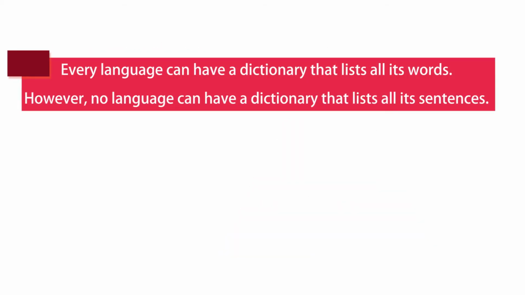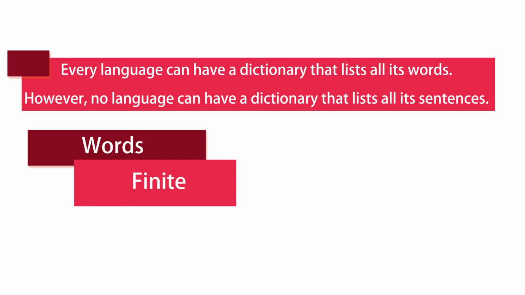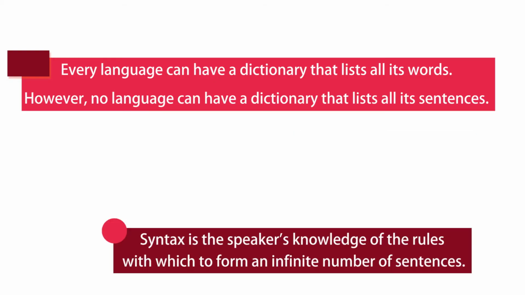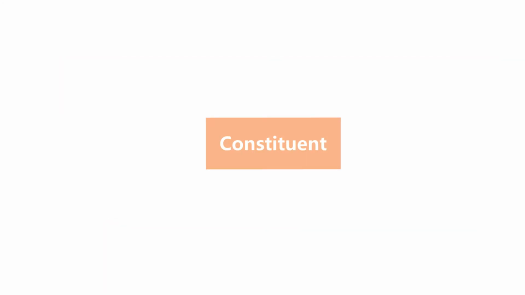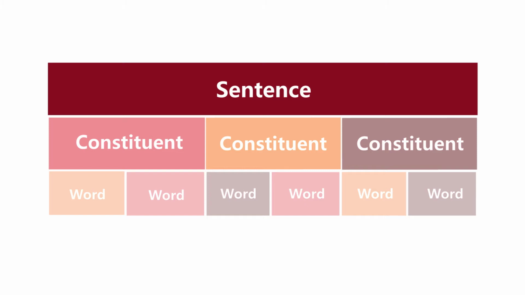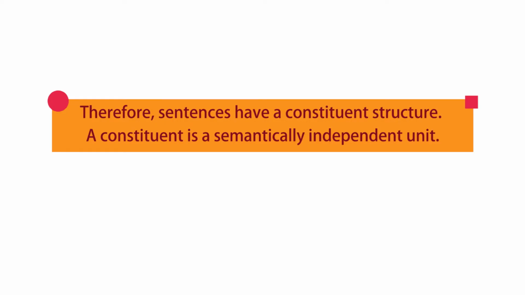We know that every language has a dictionary that lists all the words, but there's no dictionary that lists all the sentences. Words constitute a finite set, but sentences are infinite. So you can apply a finite set of syntactic rules to a finite set of words and create an infinite number of sentences. Again, going back to the constituents, if you start at word level and you say the words are the building blocks of sentences, then you have the sentence level. You can think of constituents as an intermediary level between word level and sentence level. To put it in other words, you can say sentences have a constituent structure.